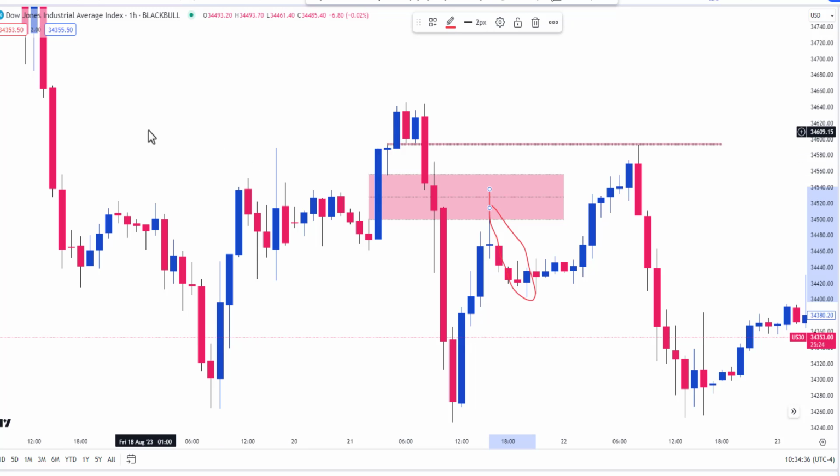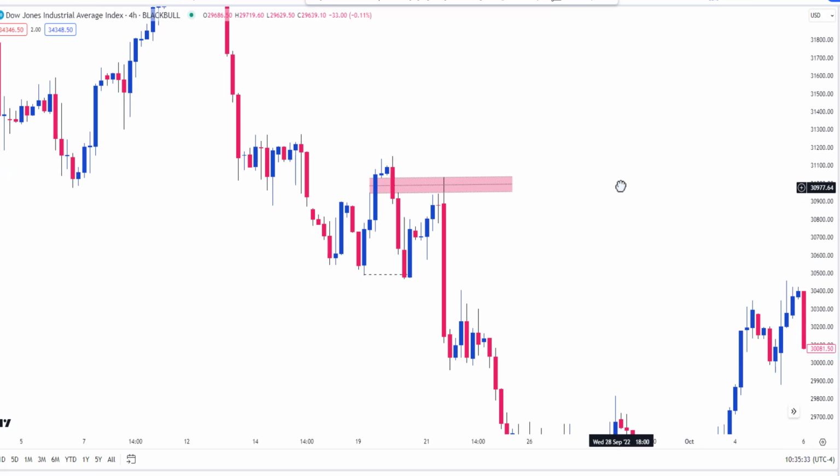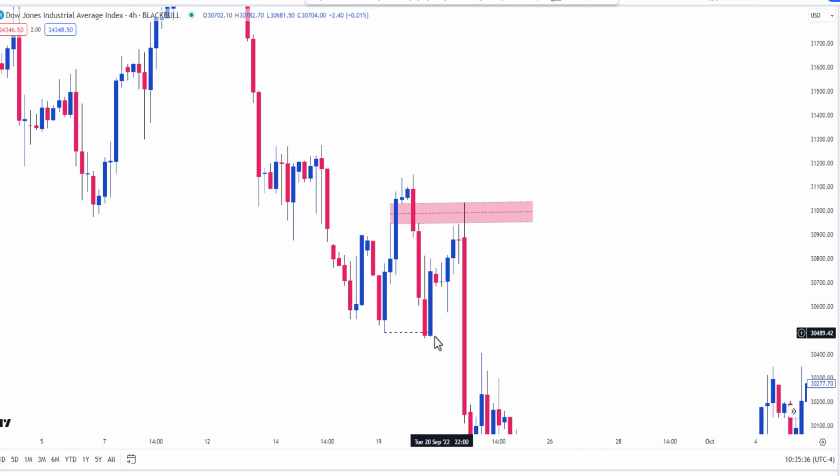All right, let me find more examples and show you. All right, here is another example right here. Let me show you this, a very perfect one. You can see this one closed outside this. That means this is a break of structure. Okay, price is coming back.